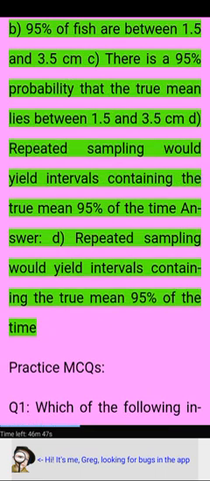B. 95% of fish are between 1.5 and 3.5 centimeters. C. There is a 95% probability that the true mean lies between 1.5 and 3.5 centimeters. D. Repeated sampling would yield intervals containing the true mean 95% of the time. Answer. D. Repeated sampling would yield intervals containing the true mean 95% of the time.